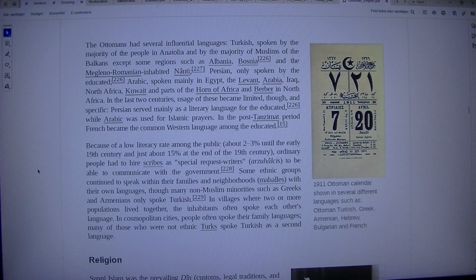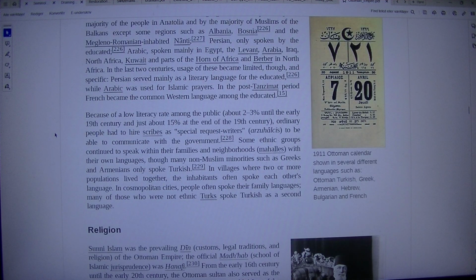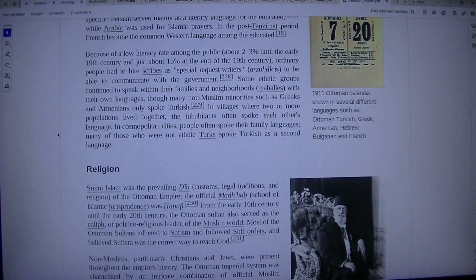Because of a low literacy rate among the public, about 2-3% until the early 19th century and just about 15% at the end of the 19th century, ordinary people had to hire scribes as special request writers, arzuhalcis, to be able to communicate with the government.